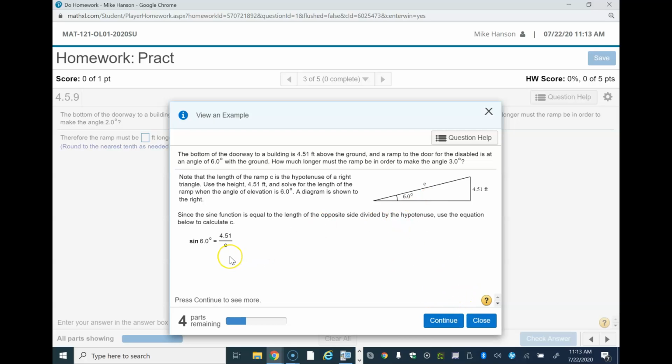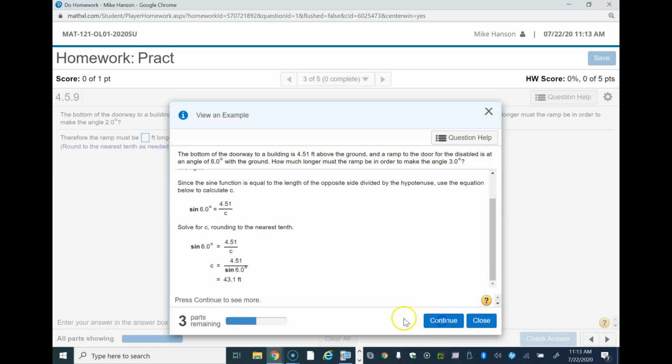The only one that does not have anything to do with adjacent is sine, because sine deals with opposite over hypotenuse. So here's my angle, the opposite on top, hypotenuse is the C that we're looking for. A little shortcut again: anytime the C or the X that you're looking for is on the bottom, and we need to solve for it, we're just taking whatever's on the numerator, 4.51, and dividing it by sine of this degree. So you divide. If your unknown is down here, just take these two up here and divide.